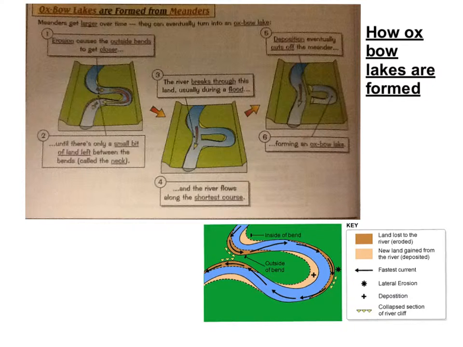Now the whole sequence is shown better in the diagram at the top. Here's the neck in between the meanders here. The water's flowing round at first. Then if you go into number 3, normally the river will break through this neck in a time of flood, and the river will then flow the shortest course, and so we'll end up with a straighter channel flowing through here.